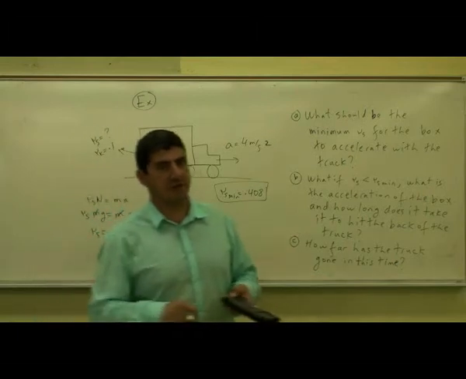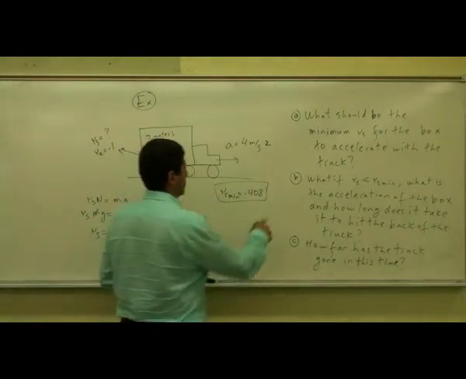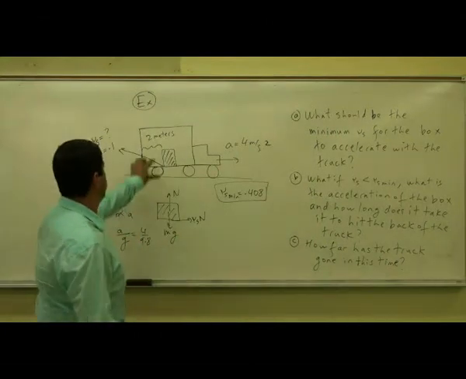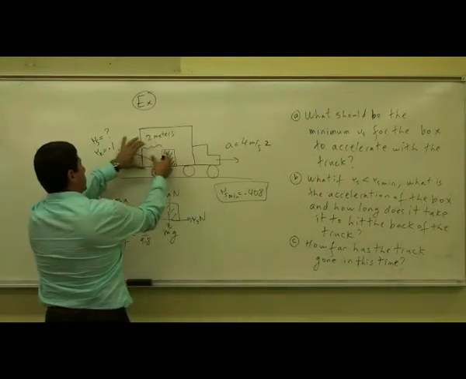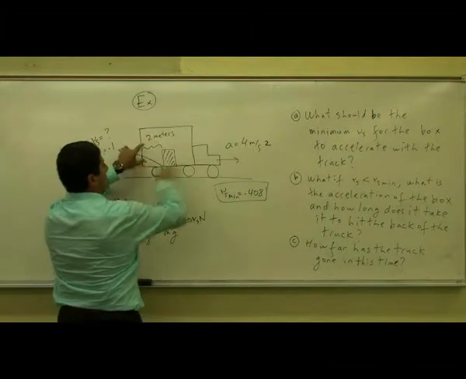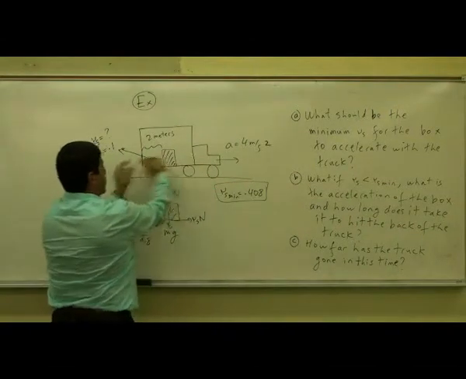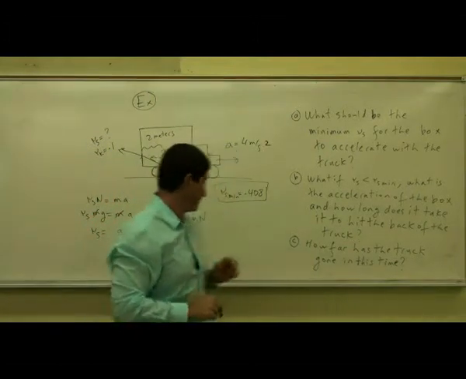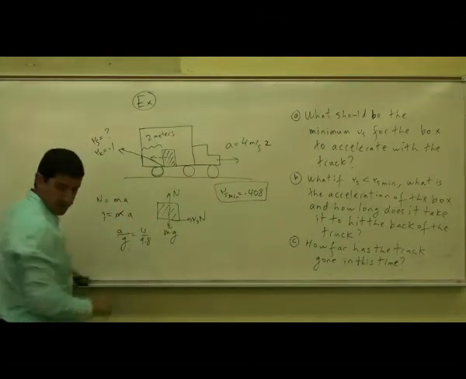Let's say there isn't sufficient friction. Okay, so part B, what is going to happen to the box? Well, the box's inertia is going to want to make it stay back. Kinetic friction will kick in. The box is going to start sliding backwards with respect to the truck. Okay? So let's erase this here.